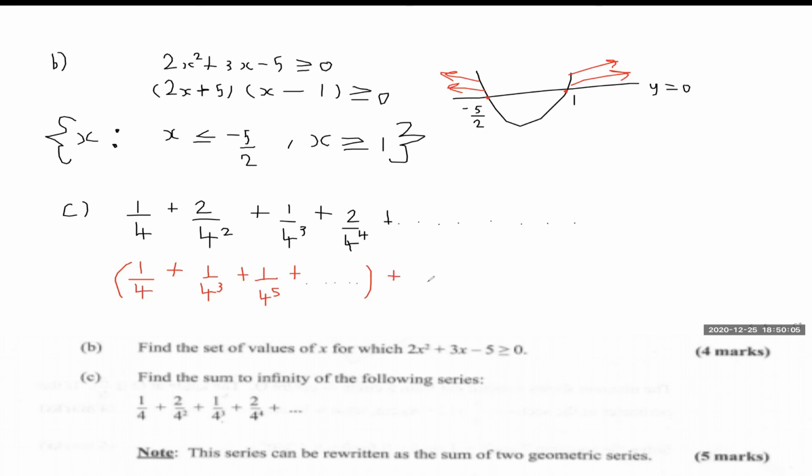And the second series would be 2 over 4 squared plus 2 over 4 to the 4th power plus 2 over 4 to the 6th power, and so on. All right, so we can break it up as this then.